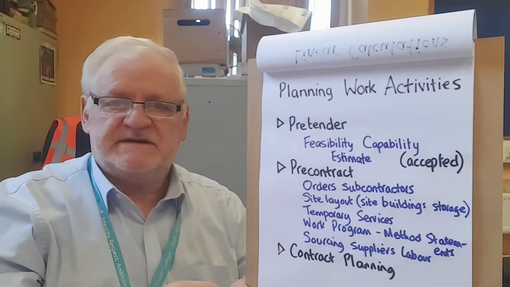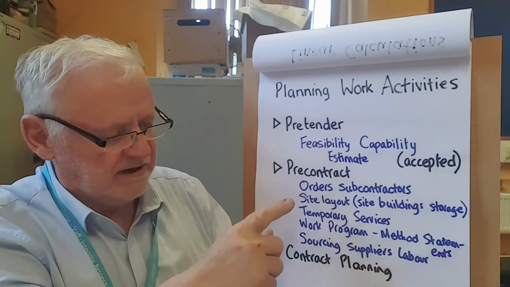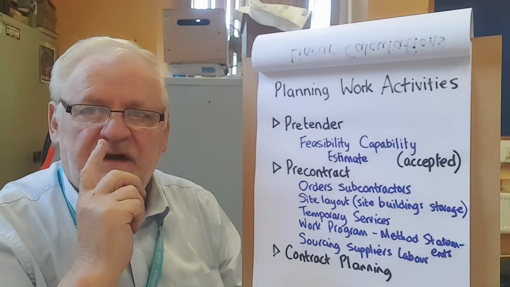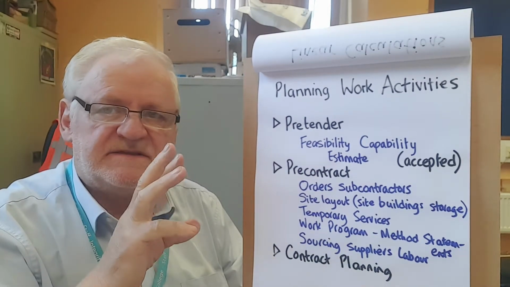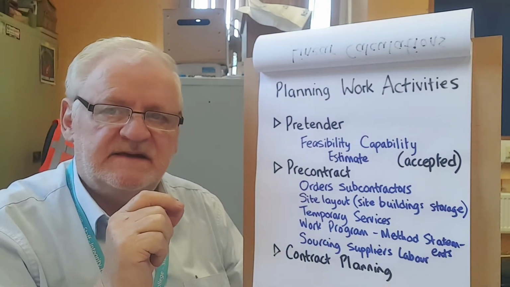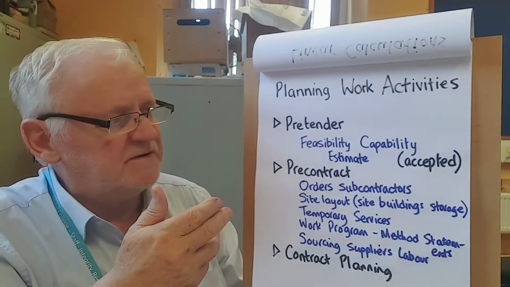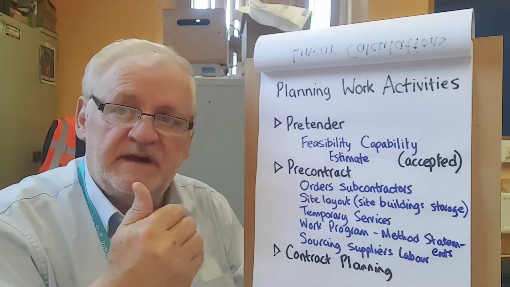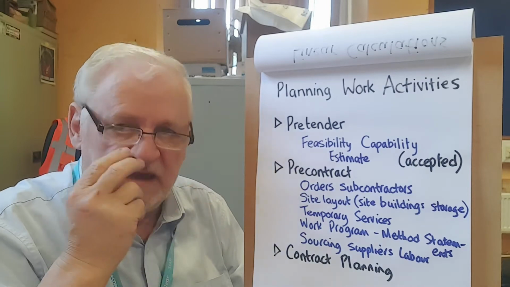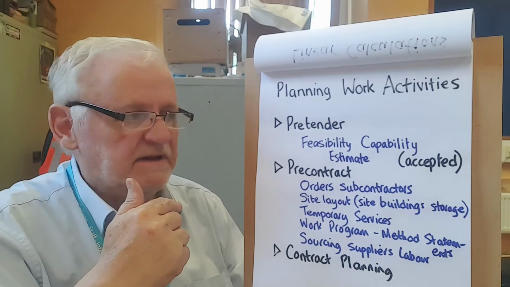The first thing we notice is that there are pre-tender, pre-contract, and then the contract planning itself. Now, before the tender's even made, there needs to be a number of things thought about. The first thing is feasibility. Is this a project that we can do with the resources that we've got, with the people that we've got? And do we have the capability in the current staff, the current operatives, to be able to carry out the task, to carry out the project adequately?